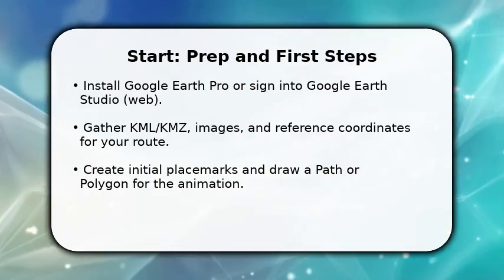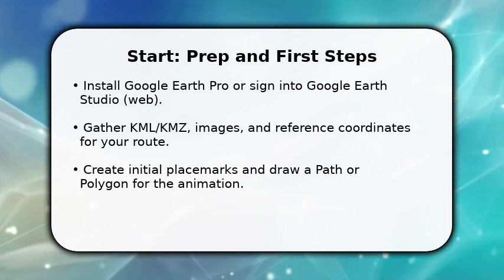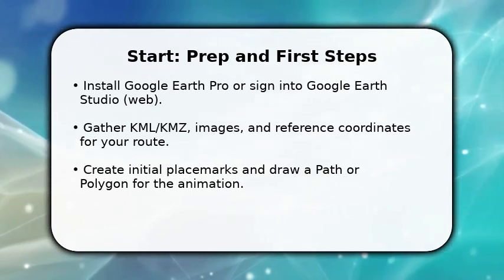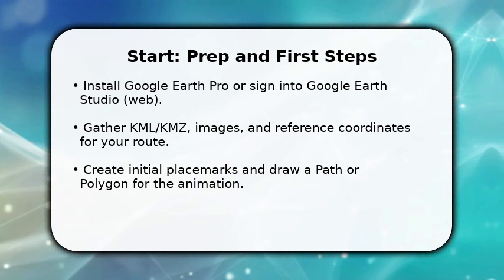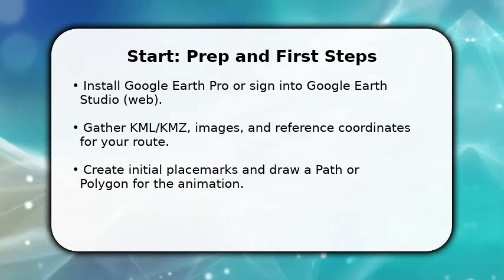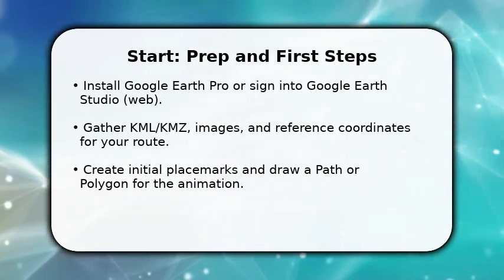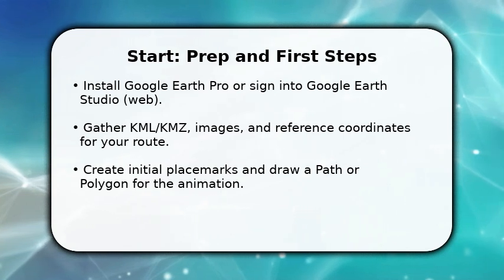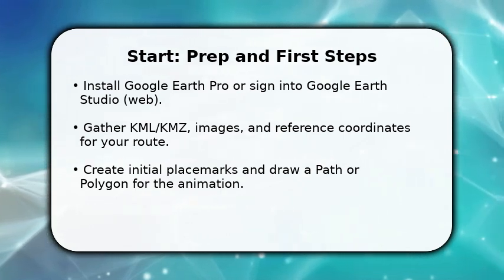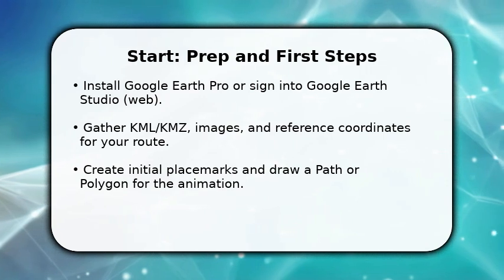You're ready to begin. Open Google Earth Pro or Earth Studio and load your KML/KMZ and reference imagery. Start by adding place marks at key points along your planned route. Draw a path to define the camera travel. Once done, name each place mark logically so you can jump between them.